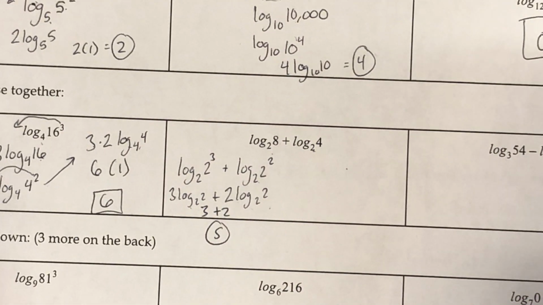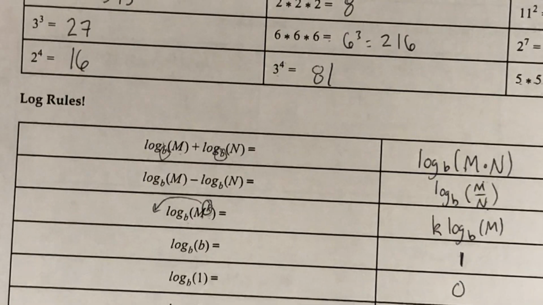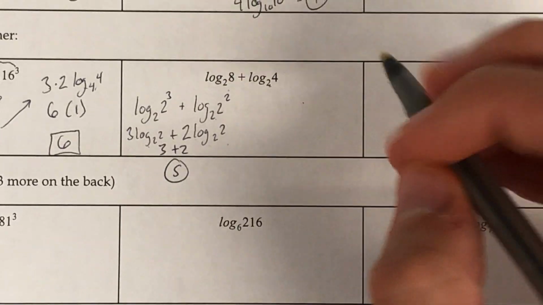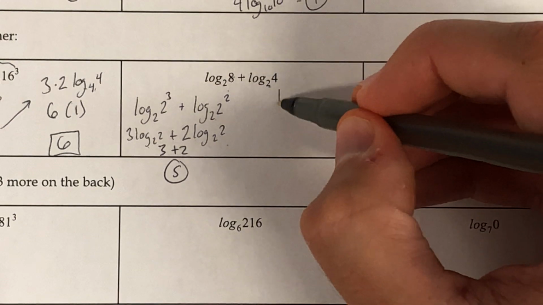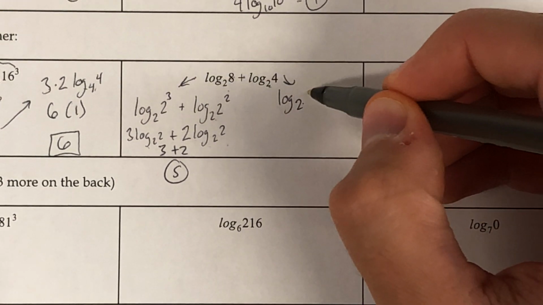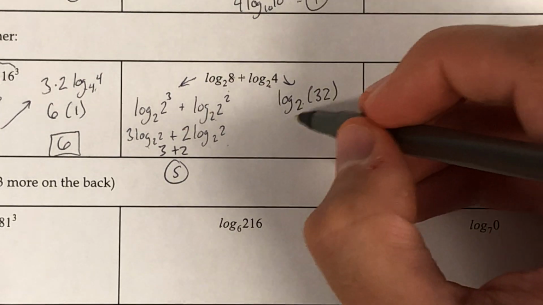Another way we can think about this is using this rule here, where we're adding 2 logs with the same base. Since these have the same base and they're being added, we can multiply the insides. So there's 2 different ways. The other way we can think about this is 8 times 4 is 32.